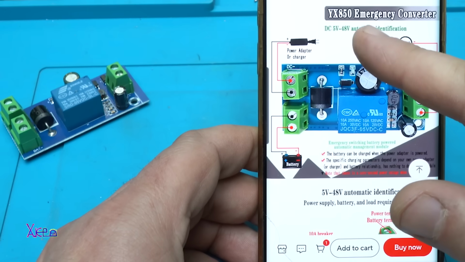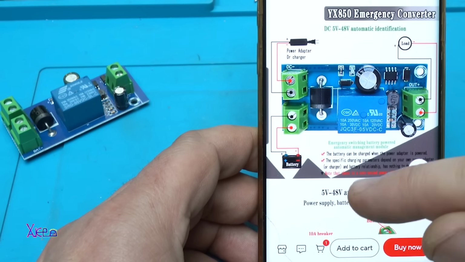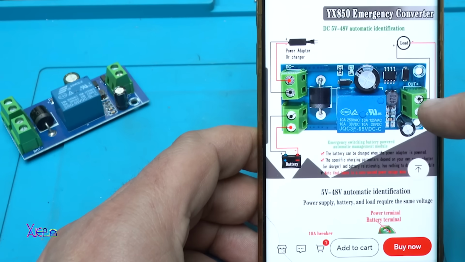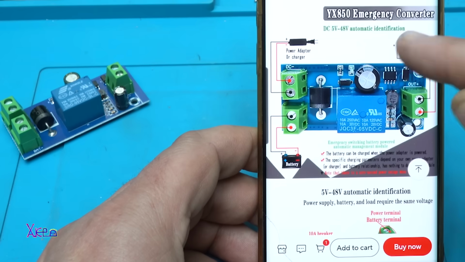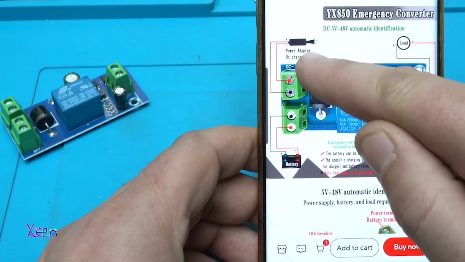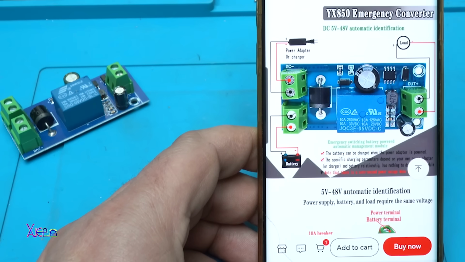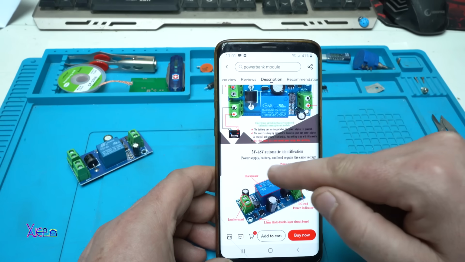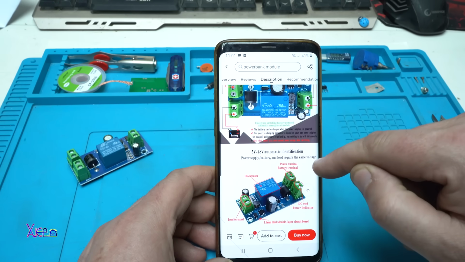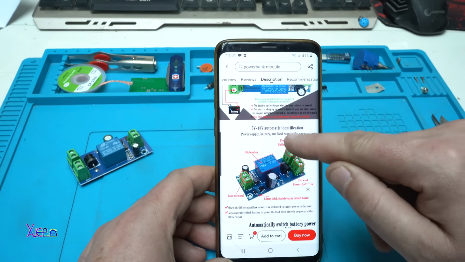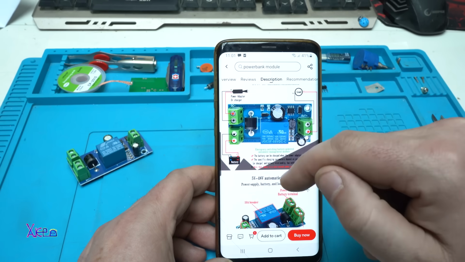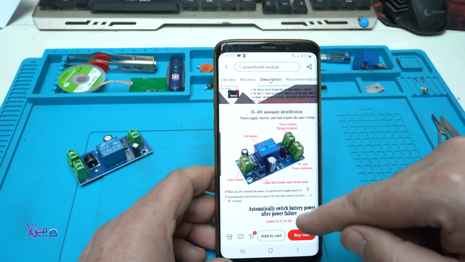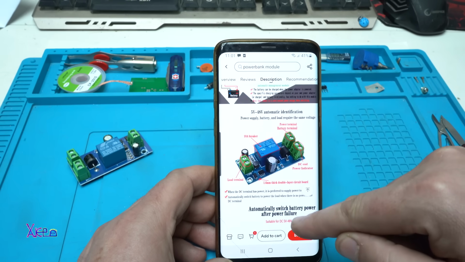The model is YX850 emergency converter, and here it is the circuit diagram how you can connect this. On the right connector go the load, the battery and the power from the adapter. Emergency converter. Power supply, battery and load require the same voltage. That means you need to load the battery and the power adapter with the same voltage of 12 volts or 9 volts. Automatically switch battery power after power failure.